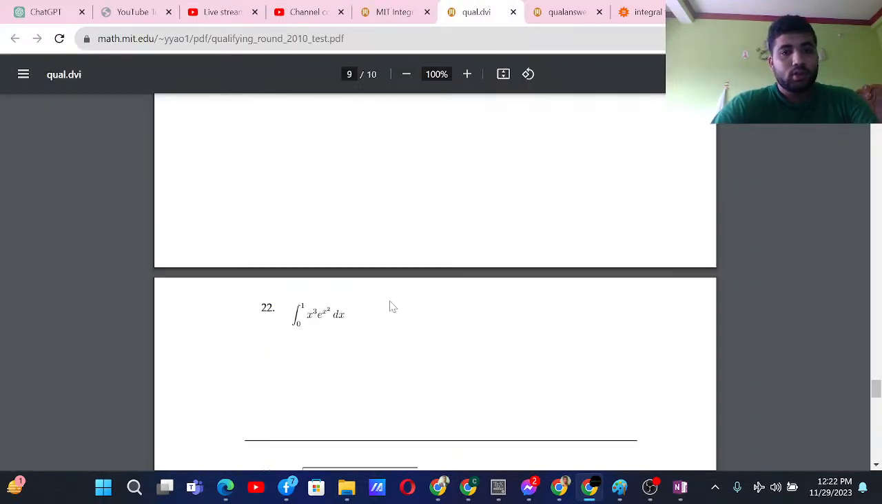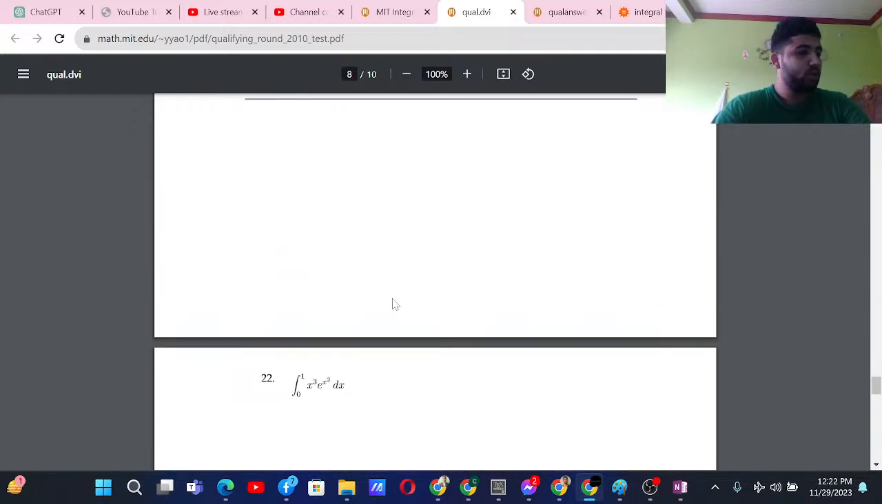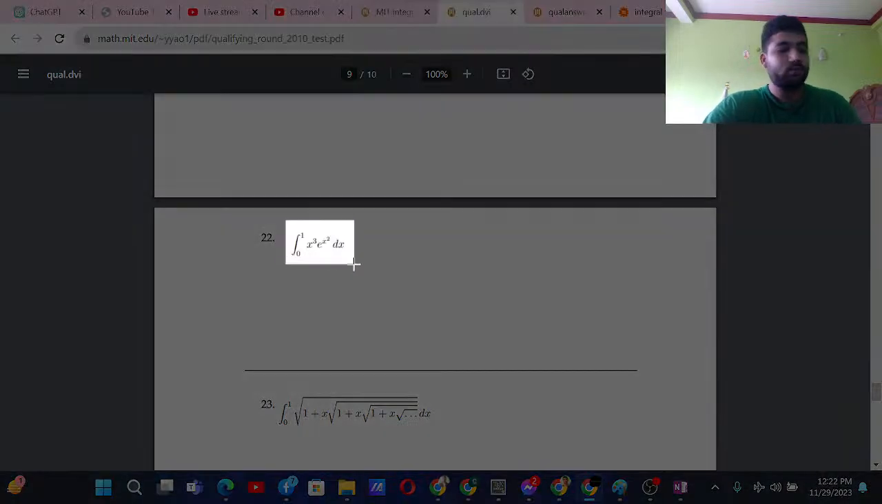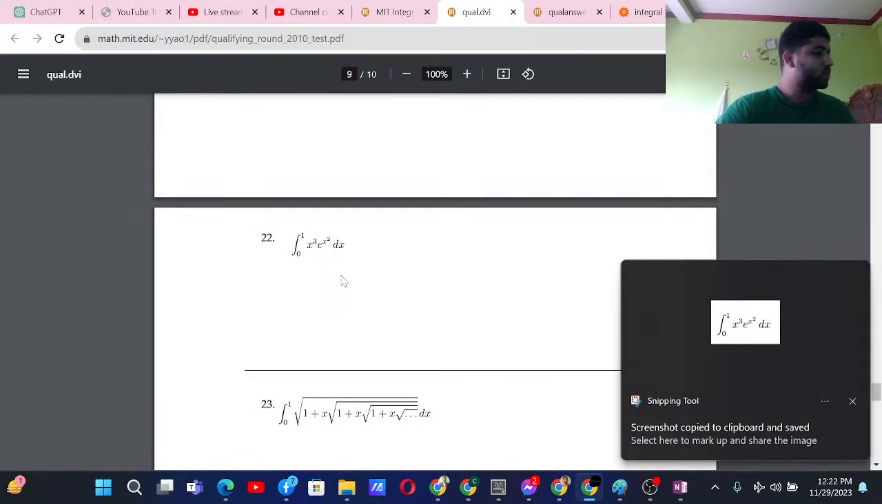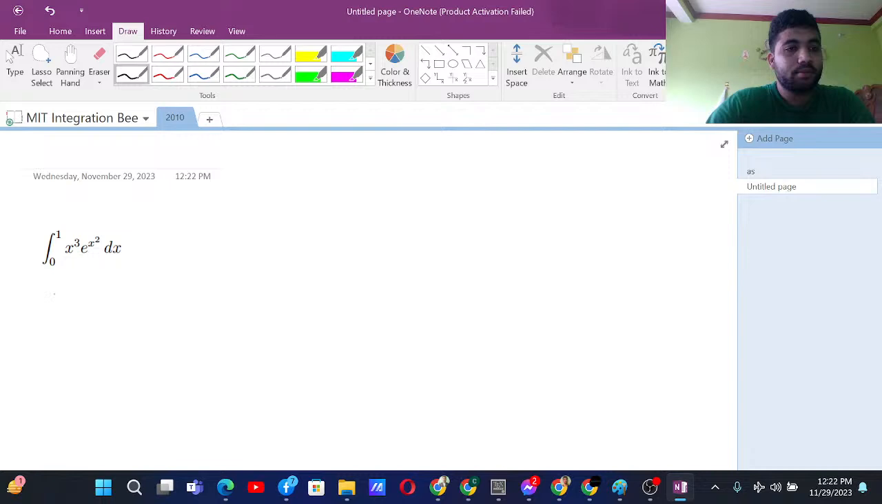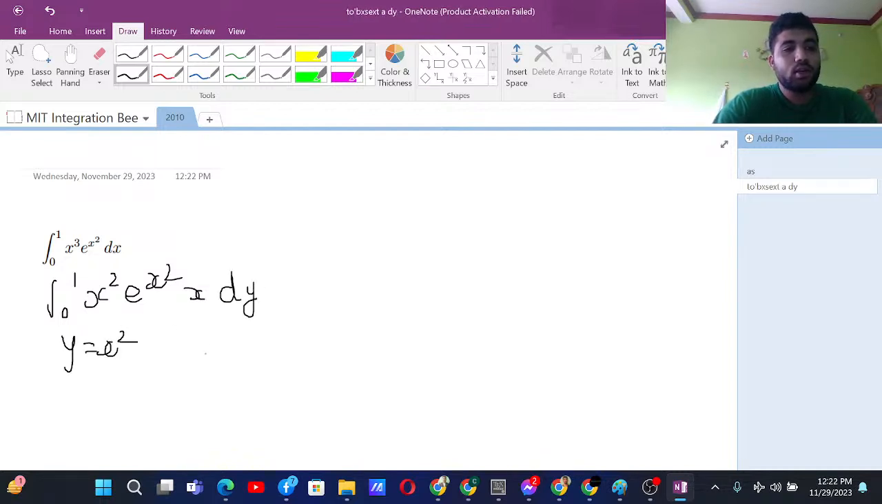Now let's go to the next question. Question number 22. So this one is probably the most common question that can be seen everywhere. It's a kind of common question that's asked in many places. First, what you need to do is just substitute y as x square, and then we will have dy equals 2x dx. Yeah, and then dy by 2 equals x dx.